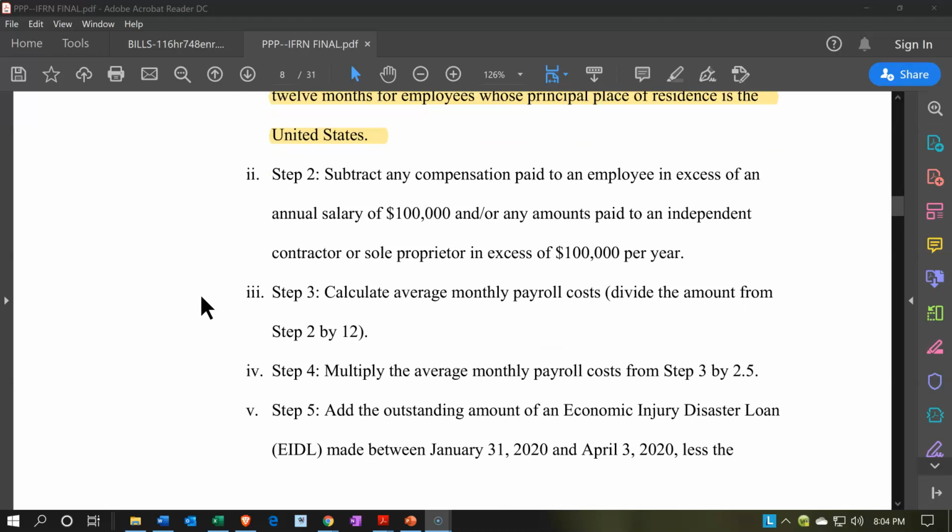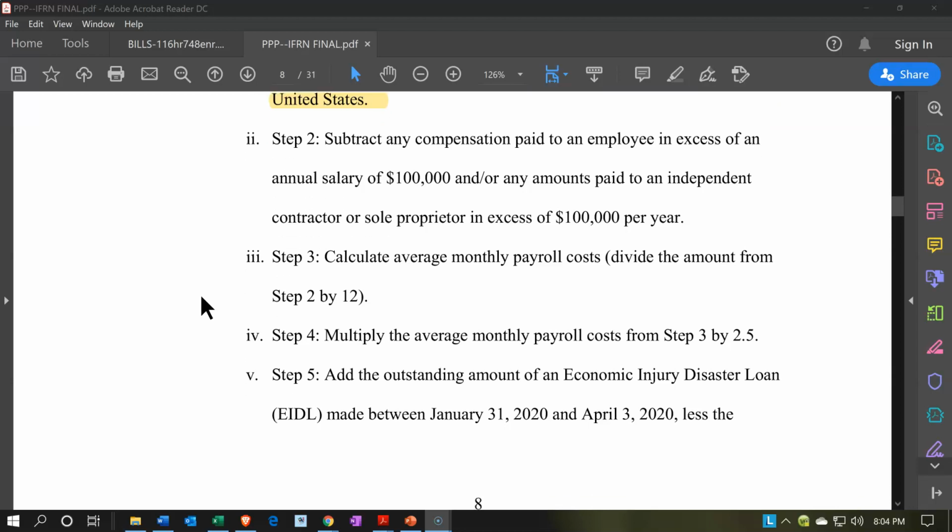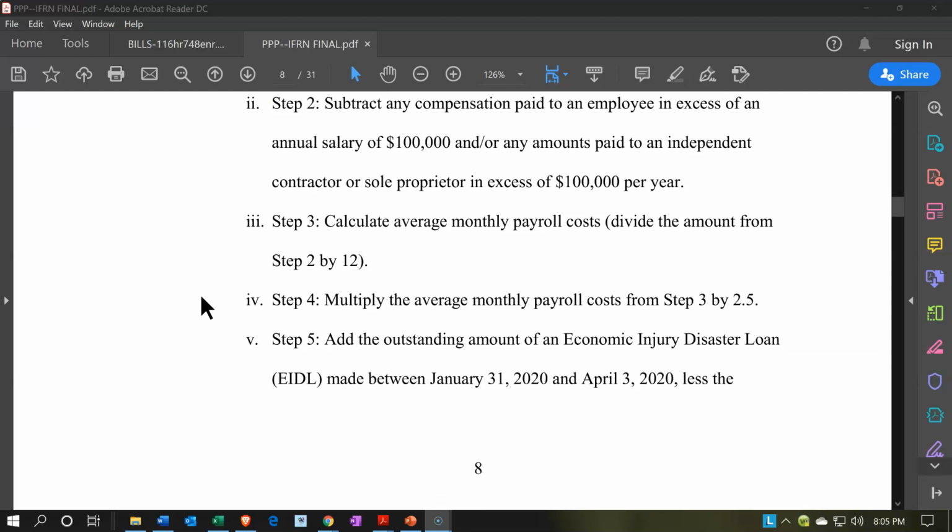Number 3, calculate average monthly payroll costs. Divide the amount from step 2 by 12. So you've got the annualized number for 12 months. Now you're going to divide it by 12, get the monthly number. Step 4, multiply the average monthly payroll costs from step 3 by 2.5. So you're just going to take that number times 2.5.